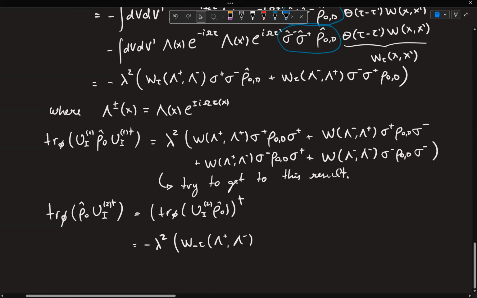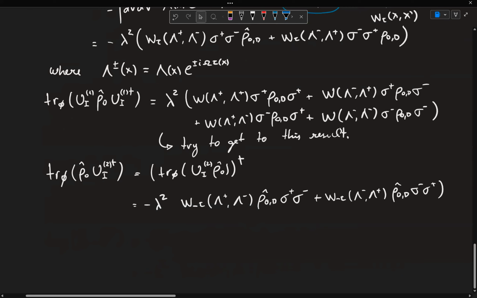Now we're going to have to take the dagger of this. The dagger of this swaps the order. So we get this, and for the other one we get the W minus tau of lambda minus lambda plus, which also just swaps the order of the second one, but the second one is self-adjoint, so sigma minus, sigma plus, okay? So now we could write down the final density operator for a general density operator, okay?